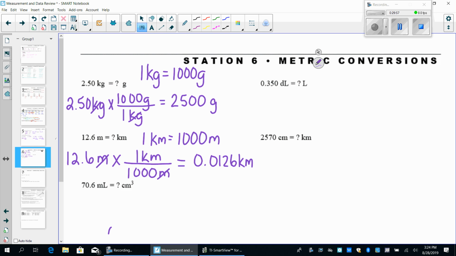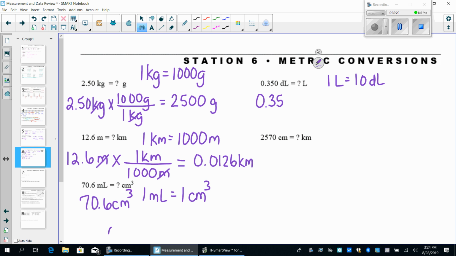Okay, the bottom one, 1 milliliter is equal to 1 centimeter cubed. So therefore the answer is simply 70.6 centimeters cubed. Up here, 1 liter is equal to 10 deciliters. So you're starting with a known measurement of 0.350 deciliters, and you've got to get that to liters. So you've got 10 deciliters in 1 liter. That means that you're dividing by 10, your decimal place is going to go back 1.